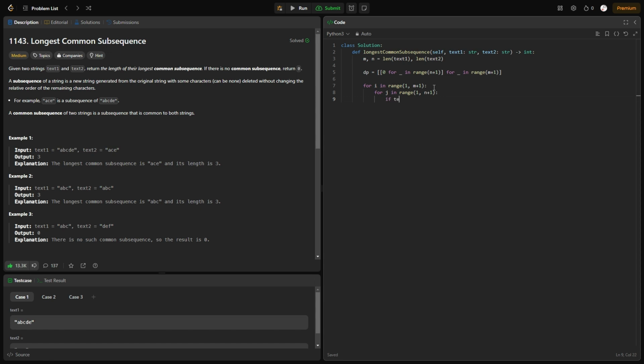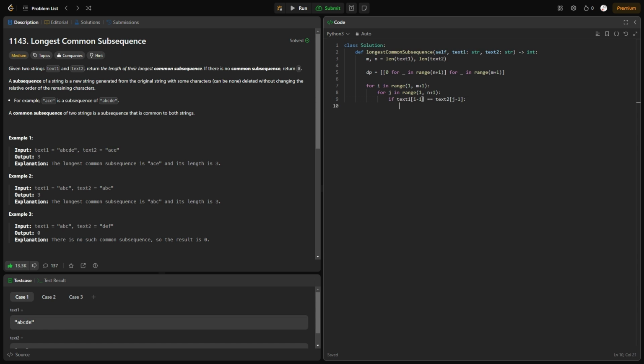So now if text 1 at i minus 1. We're doing i minus 1 because i is the first character, but the actual text is going to be 0 indexed, so we need to do i minus 1 here. Same for the second text, so text 2, j minus 1.